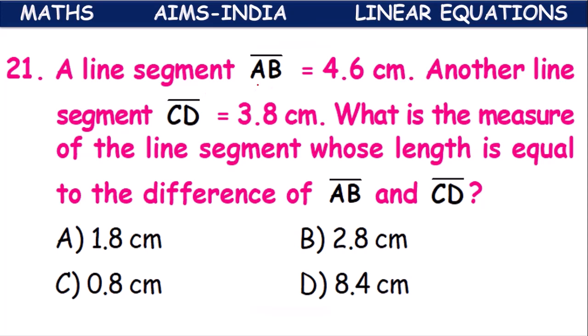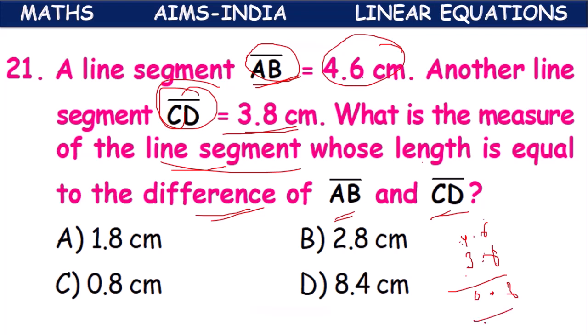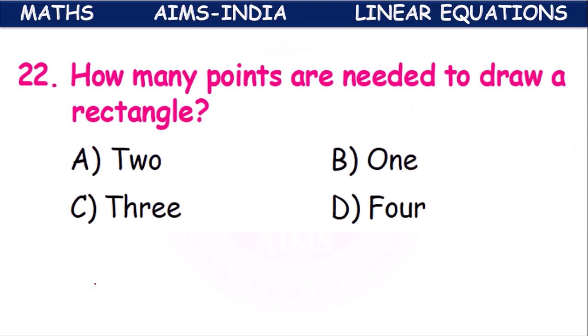Next, a line segment AB bar is 4.6 cm, another line segment CD bar is 3.8 cm. What is the measure of the line segment whose length is equal to the difference of AB bar and CD bar? From 4.6 we have to remove 3.8. From 6 we cannot remove 8, so we take one borrow from 4, making 16. 16 minus 8 is 8, decimal point, 3 minus 3 is 0. So 0.8. Answer is 0.8 centimeter.